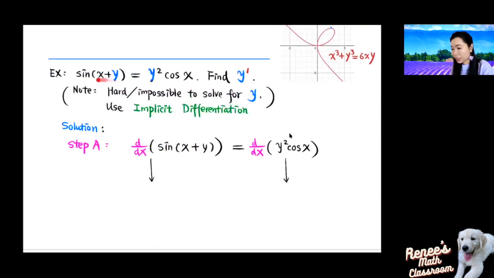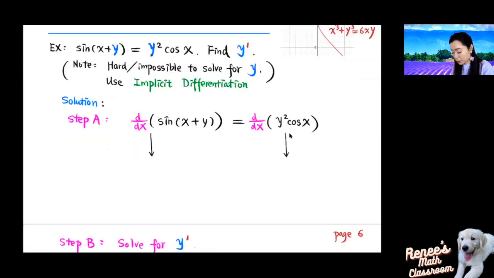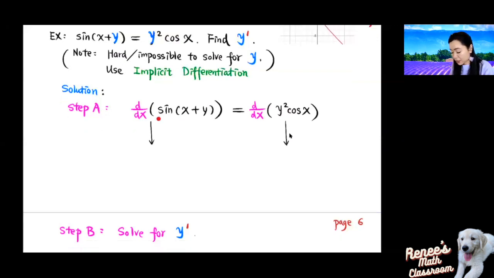This equation is impossible to solve for y. Okay, they actually have this transcendental function mixed with algebraic function. It's impossible to solve for y. So to find y prime, we want to use implicit differentiation. So differentiate both sides with respect to x. That's the first step. So differentiate here.